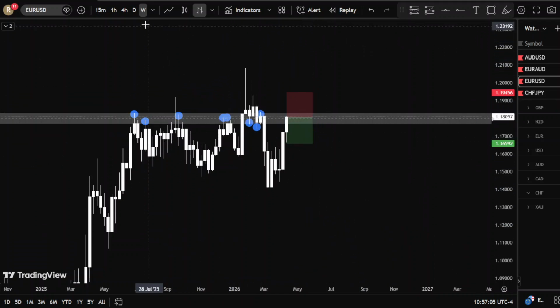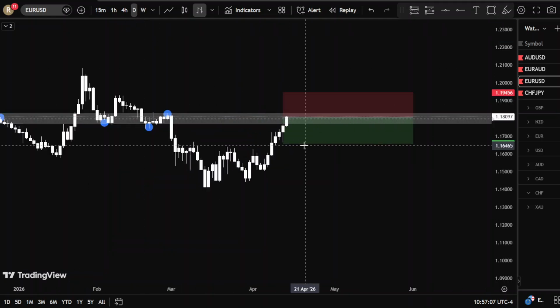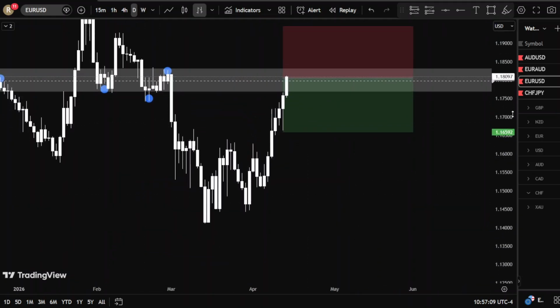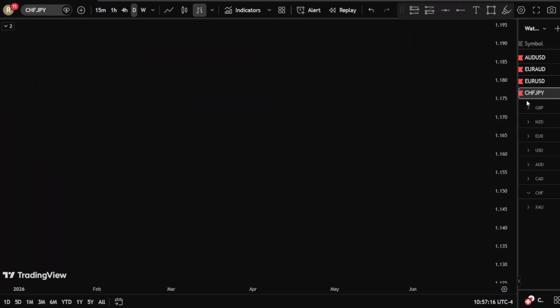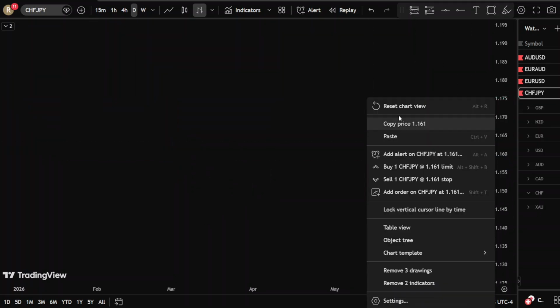It's going to probably start going into profit very soon. We're about at break even. I just took the trade. Okay, next one, CHF JPY.